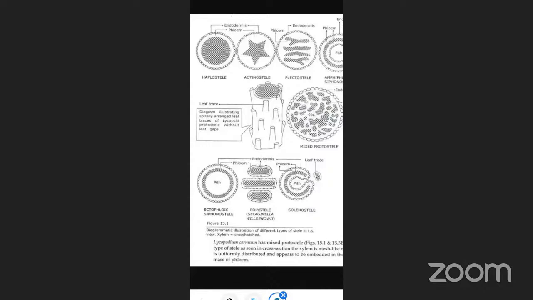So what is there here? The companion cells are absent in the pteridophytes and gymnosperms. Instead of the companion cells, in gymnosperms the albuminous cells are there.